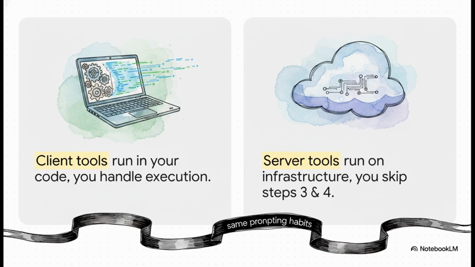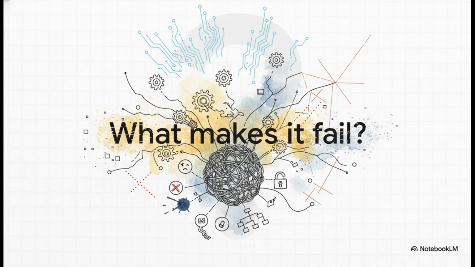Now, there are 2 distinct flavors here. You've got client tools, which run locally in your own code, where you handle all the execution. Then you have server tools, like Anthropic's web search, for example, which run on their infrastructure. With those, you just see the final output, effectively skipping steps 3 and 4 entirely. But here's the kicker. Both flavors require the exact same prompting habits. This loop is the absolute foundation.